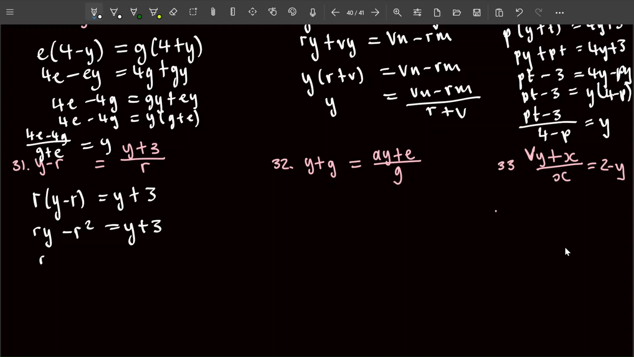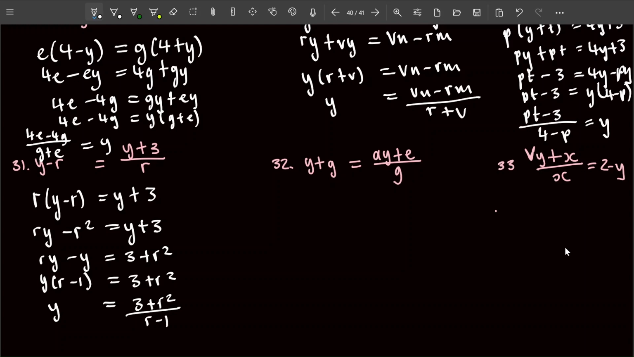I group like terms. I have ry. This y comes, it will be minus y, is equal to 3 is there on the right. Then this r squared is going to add because it was subtracting on the left. Be careful when you do that. I pull out y, then I get r minus 1 is equal to 3 plus r squared. y is equal to 3 plus r squared over r minus 1. Done.